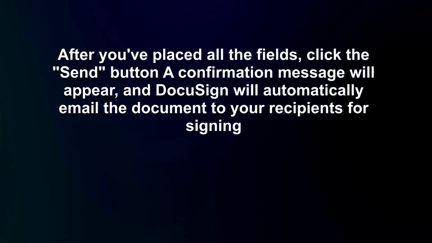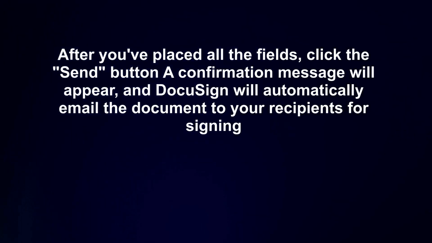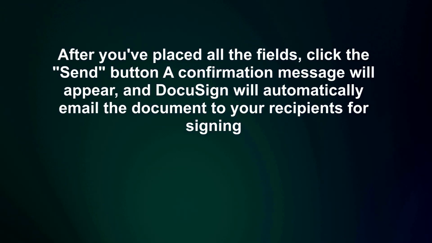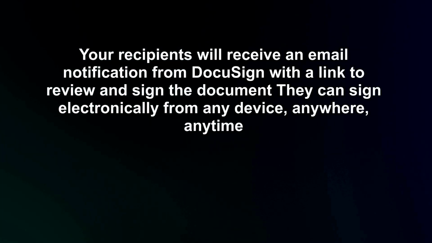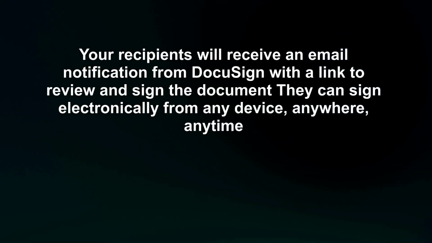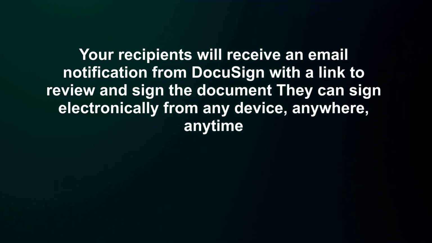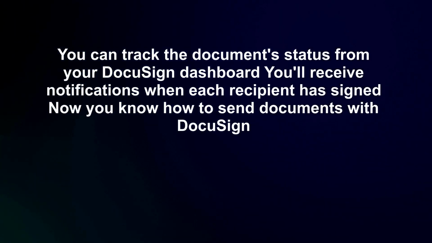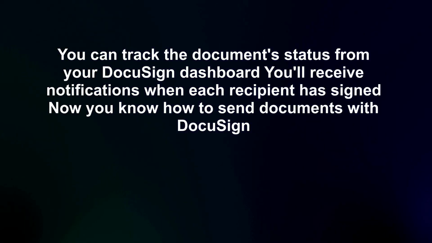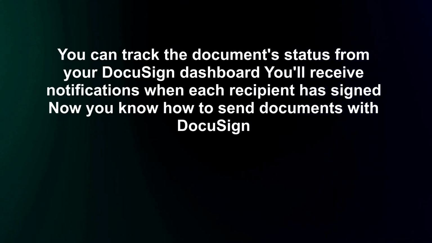A confirmation message will appear, and Docusign will automatically email the document to your recipients for signing. Your recipients will receive an email notification from Docusign with a link to review and sign the document. They can sign electronically from any device, anywhere, anytime. You can track the document status from your Docusign dashboard. You'll receive notifications when each recipient has signed.